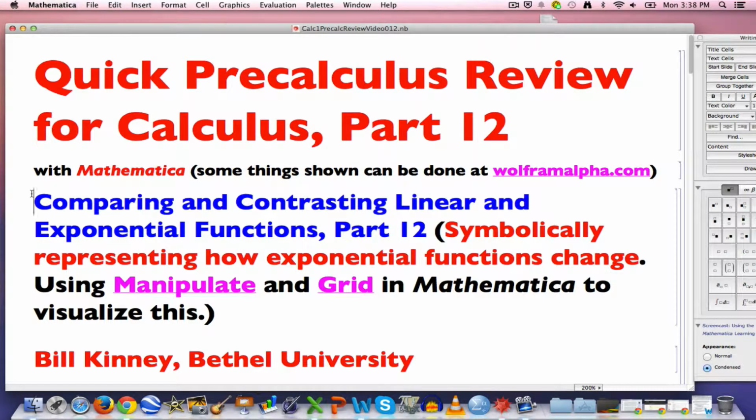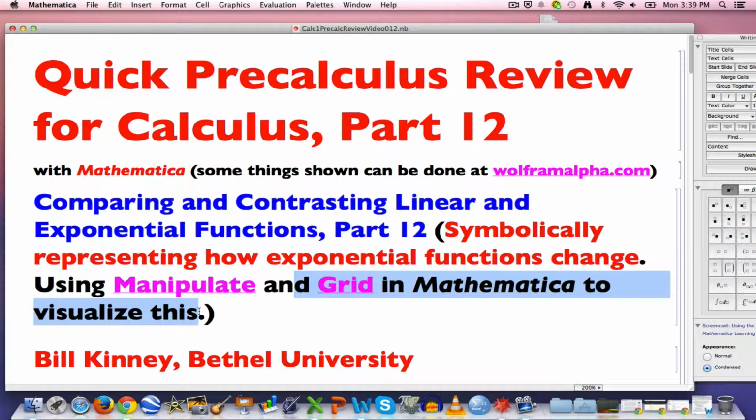We are in part 12 of a unit on comparing and contrasting linear and exponential functions. We've been looking at exponential functions recently, and we'll continue doing that in this video. We've been focused on symbolically representing how those exponential functions changed and trying to understand that symbolic representation visually with Mathematica, this program here, especially a command called manipulate, which makes animations. In this video, I'll introduce you to another Mathematica command called grid, which makes grids or matrices of, well, they can be numbers, they can be letters, they can be graphs even that are included in the grid.